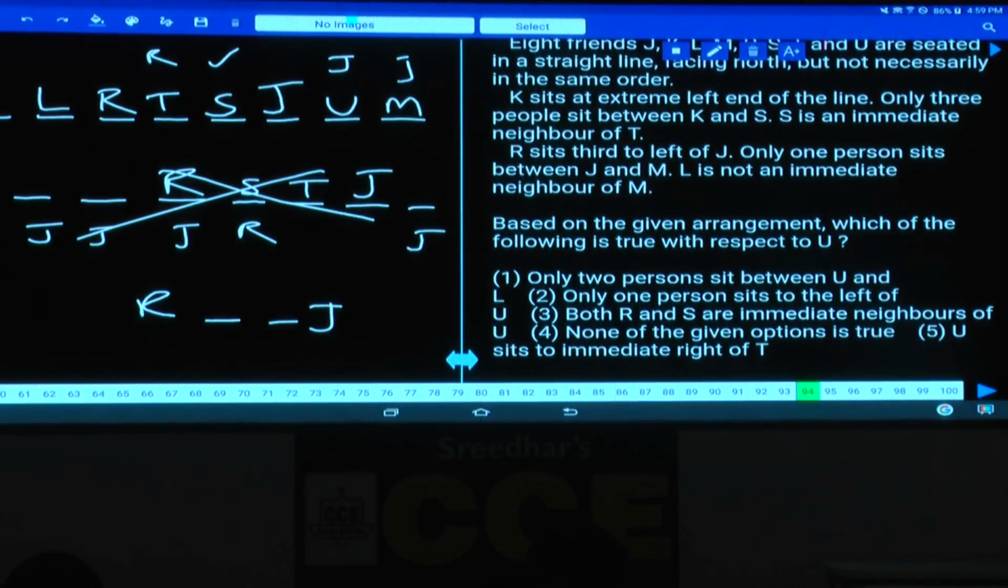And based on the given arrangement, which of the following is true with respect to U? Only two persons between U and L, that is false. One person to the left of U is also false. R and S are immediate neighbors of U, that's also false. And U sits to the immediate right of T, that's also false. Then what is your answer here? None of the choices is true. That is choice 4. 94 is choice 4.